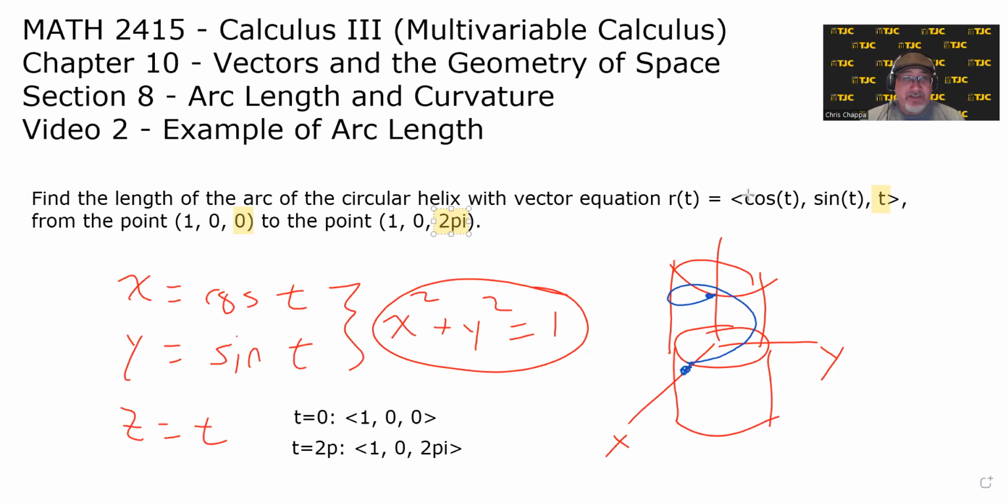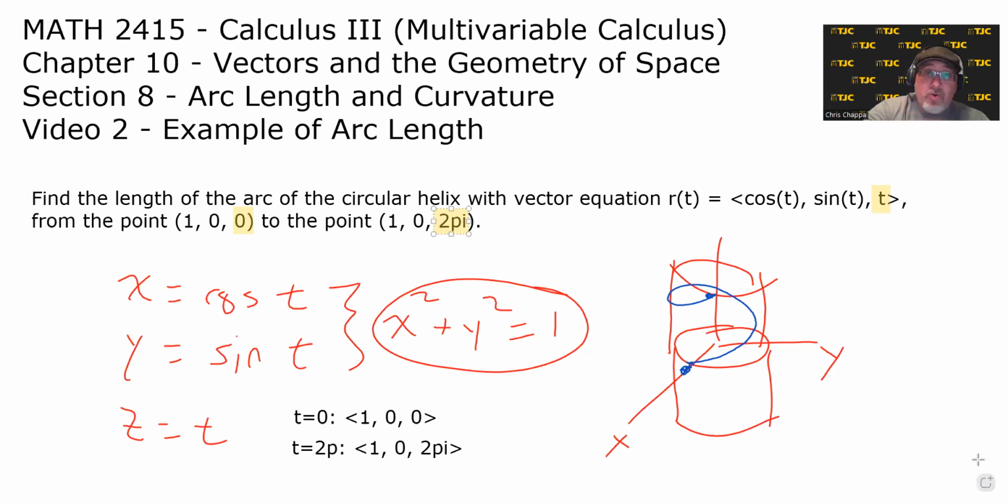We could have equivalently said cosine is equal to 1. Well, that's a bunch of places. But sine is also equal to 0. Okay, well, that puts us at any angle coterminal to 0 radians. But the t component, the z component clearly holds what value parameter we currently have.